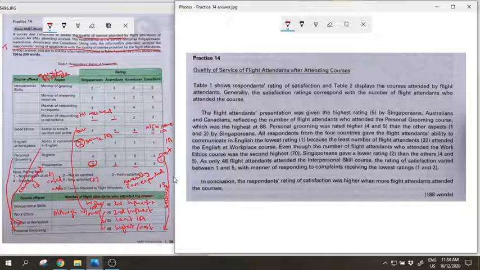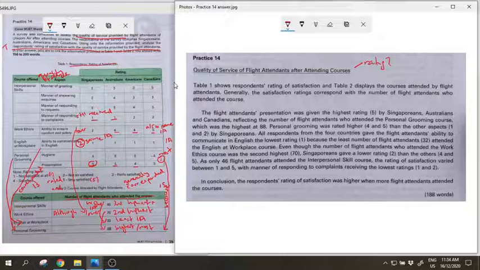Okay, so the quality of service of flight attendants. You can see what respondents' rating of satisfaction. There's no word rating here. Where's the word rating? They need to put it here. All right, the respondents' rating of satisfaction. This is a very funny title. Don't know where they get this title from. It's confusing. It's not complete.